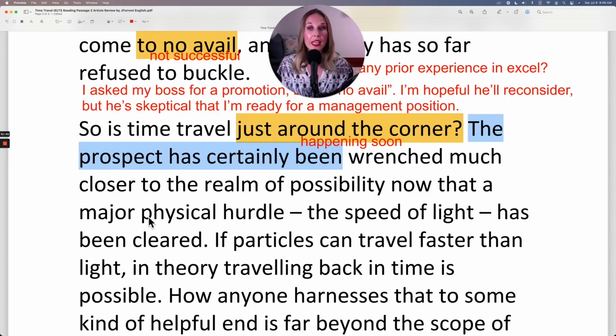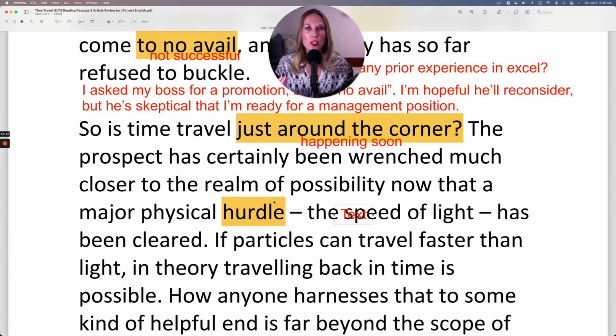Now that a major physical hurdle, a hurdle is an obstacle, something that prevents you from achieving a goal. So an obstacle, hurdle, obstacle. The speed of light. So this is the obstacle, the hurdle for time travel. The fact that we need to travel faster than the speed of light.